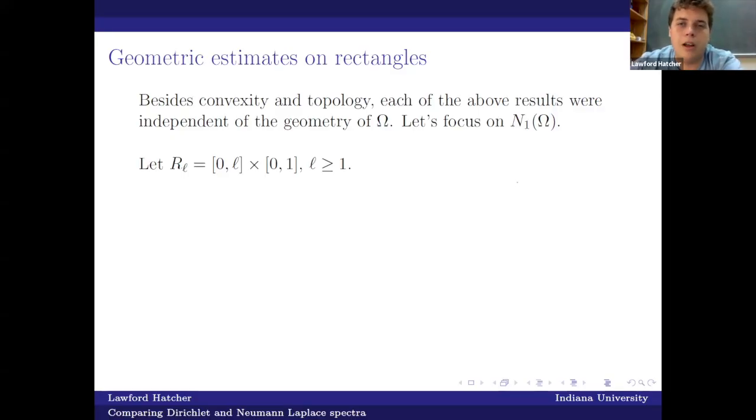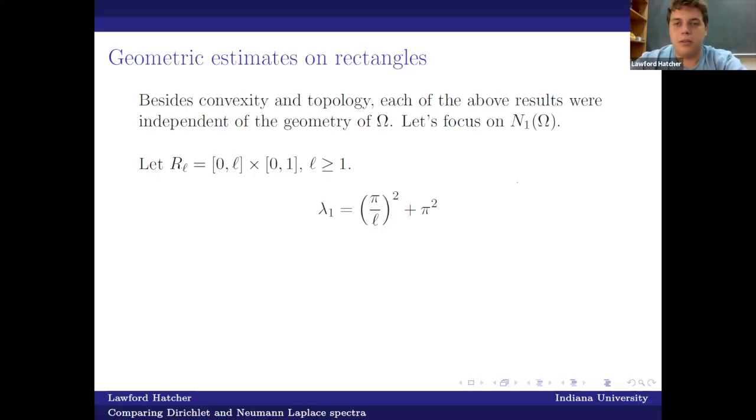I guess I should have pointed out earlier that these N_k of omegas are all scaling invariant, right? Because when you rescale a domain, it rescales the Neumann and the Dirichlet spectra by the same constant simultaneously. So the N_k of omegas stay unchanged when you rescale the domain. So this is a one-parameter family of rectangles that, up to scaling, covers every possible rectangle, right?